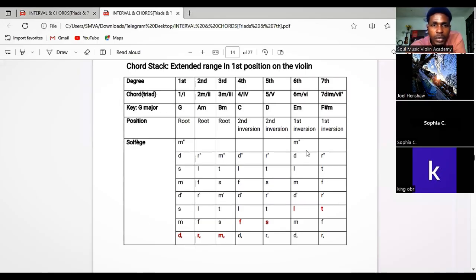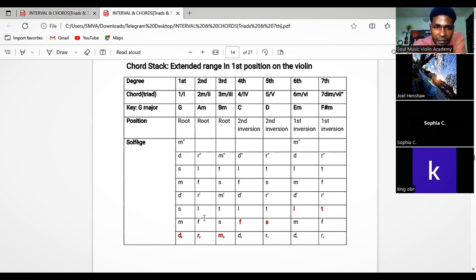All right. So chord stacking is playing all of the notes in extended range in first position on the violin. In the key of G major, you have your lowest do, mi, so, do, mi. That's for first position. This is the highest note. So I wrote out all of the do, mi, so, do, mi, in first position.